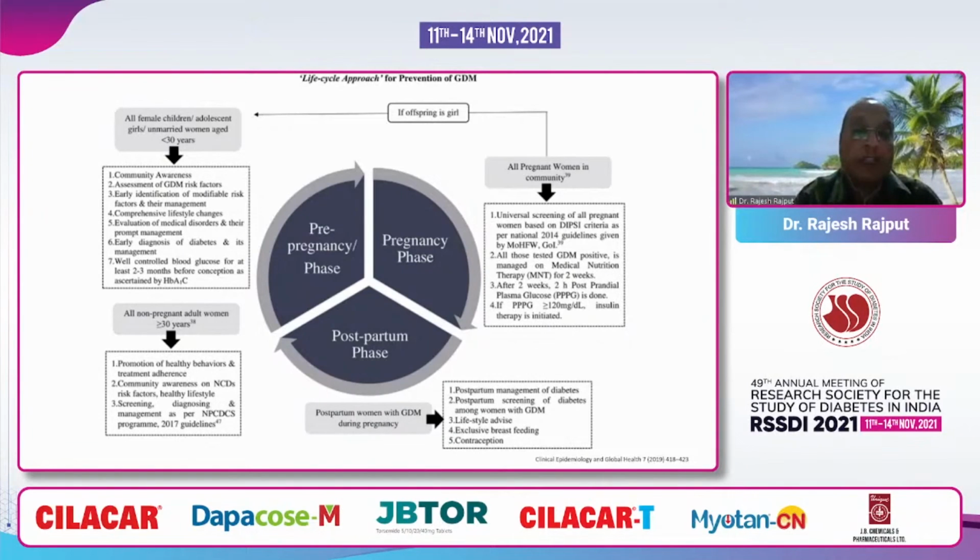This is a time when the woman is most receptive because she has already suffered an episode of GDM. She should be given advice about therapeutic lifestyle, not only for herself, but even for her baby, that how your baby in future might be at a risk if he or she is not given proper lifestyle changes as that young baby grows up. So friends, I have told you the life cycle approach in terms of GDM. But I believe even when we talk about diabetes in general, in type 2 diabetes, we have to understand the life cycle approach whenever we talk of prevention.